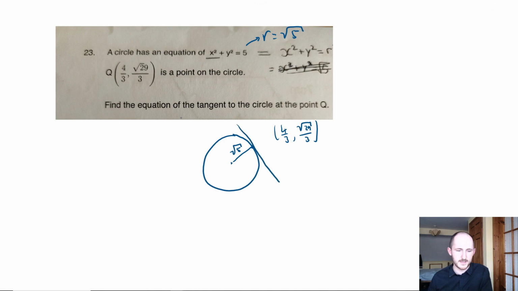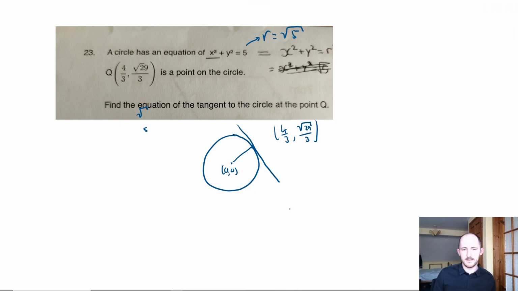And we want the gradient of the tangent, okay? So what we're going to do here is work out the gradient. We actually don't need the radius, I just realized. All we're going to do is work out the gradient of this line here. And because tangents are always perpendicular to the radius, we're going to do the negative reciprocal, okay?